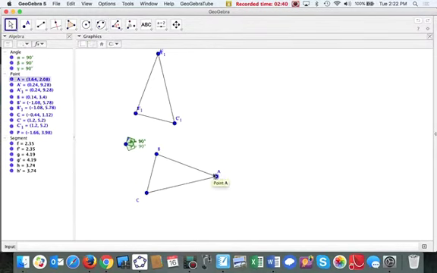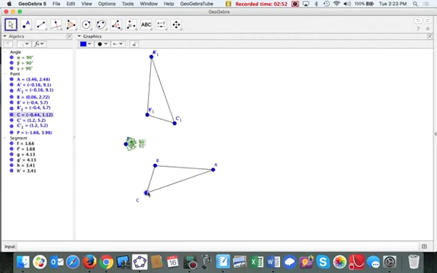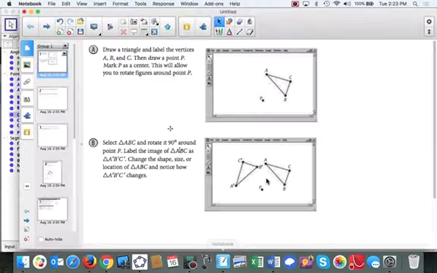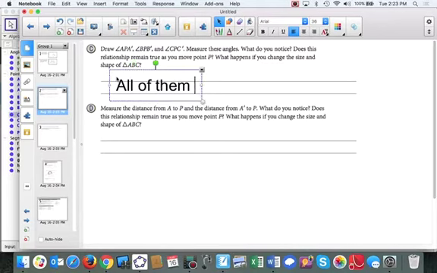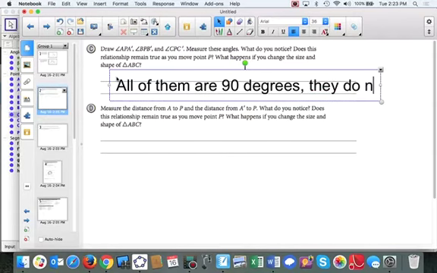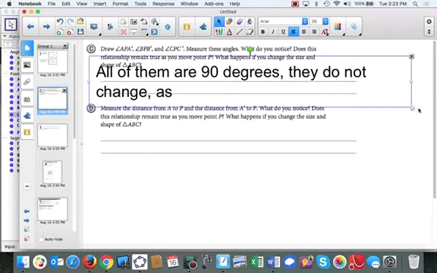Now what happens if I move point A? Look at these angles. Point B, and point C. No matter what, that angle is always the same, 90 degrees. So all of them are 90 degrees, and they do not change as points are moved around.